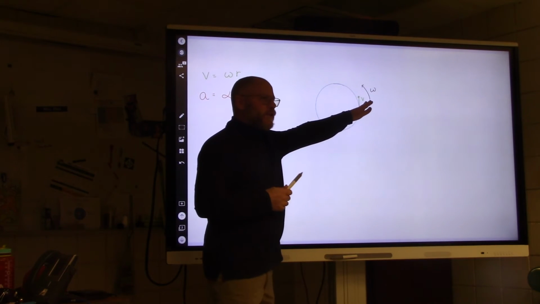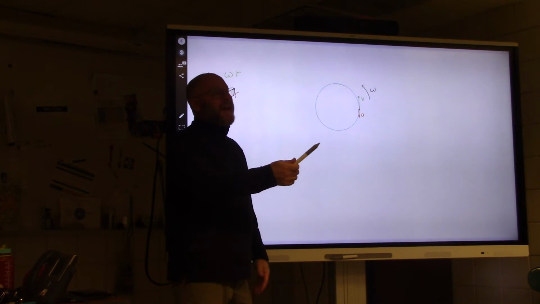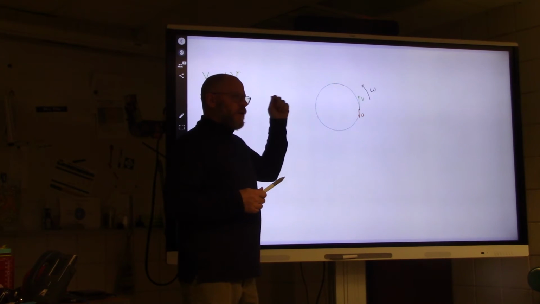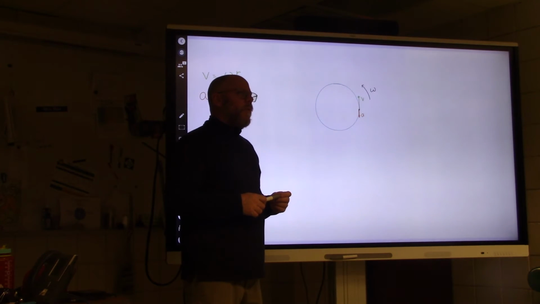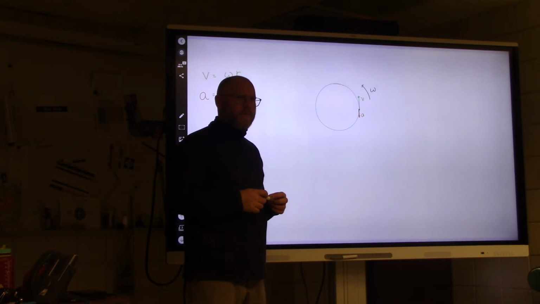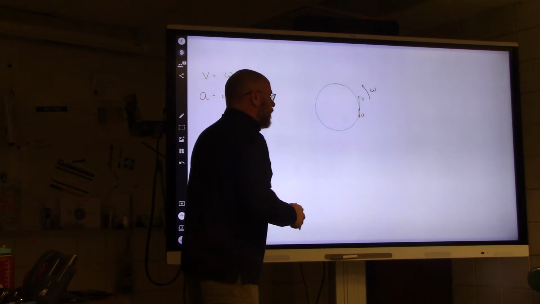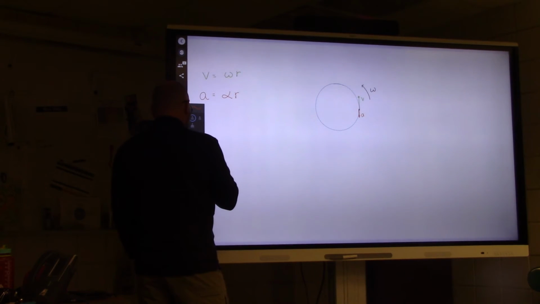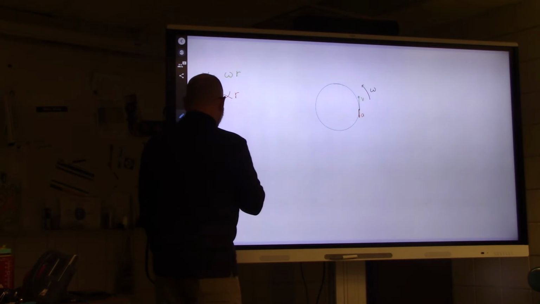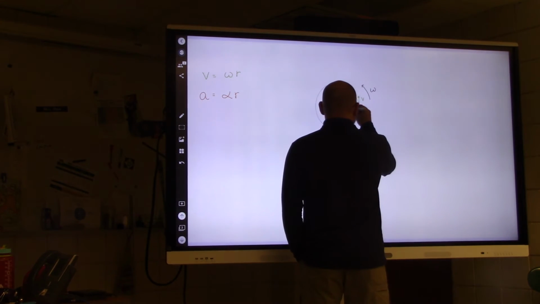Is our ant going in a circle? Relative to the wheel, is our ant going in a circle? Yes, it is going in a circle. So, if you need to go in a circle, doesn't there have to be an unbalanced force on you? Yes. Which way? Inward toward the center. What's that? Centripetal force. That's our centripetal acceleration, right? This is our centripetal acceleration here.